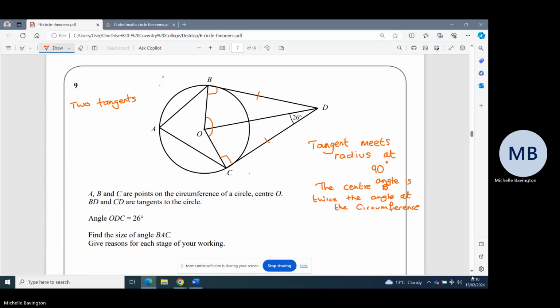from the same point are equal. And I do know that a quadrilateral equals 180 degrees. Right, I know all that. So what am I trying to find? A. So I've got to find this here.